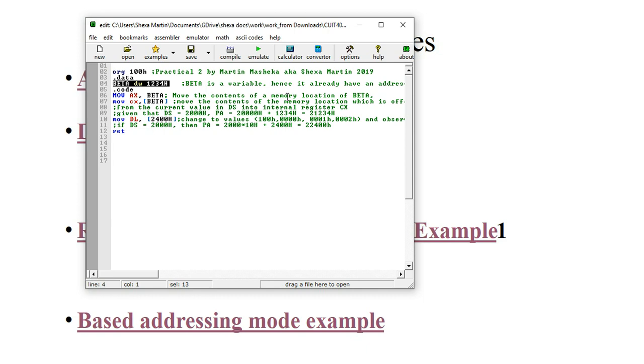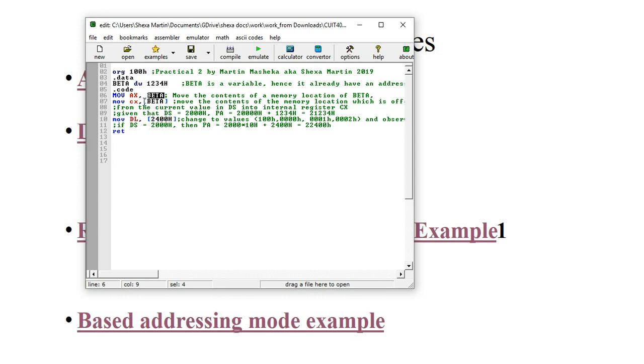What we are having here is beta is a variable, and a variable is a memory location, right? So here, we are moving the contents at memory location of beta into AX, and the contents of memory location beta is 1234. So we are moving 1234, which are the contents of beta memory location. Beta is a variable. So we are moving 1234 into AX.